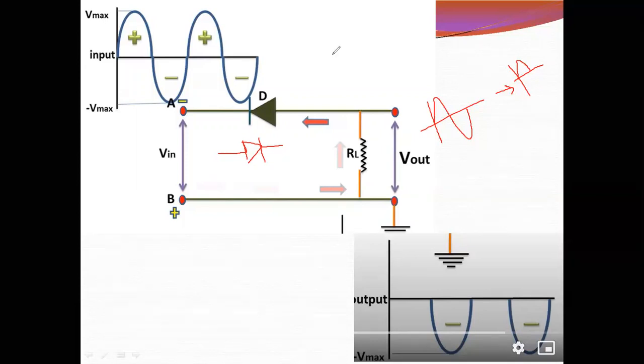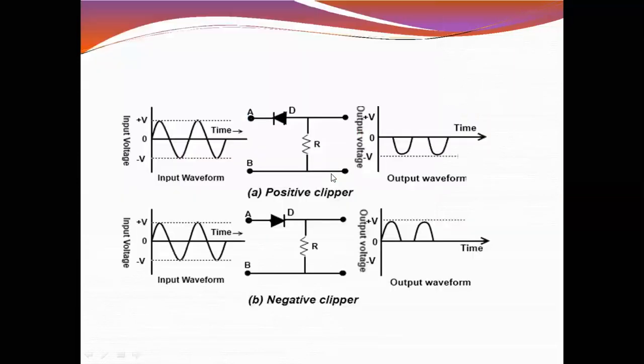Moving to the next concepts, this was the input you applied to this positive clipper. Then you will get output for only the negative portion. If you apply the input like this, when the diode is rotated 90 degrees, in the reverse position, automatically you will get only the positive portion at the output of the negative clipper.